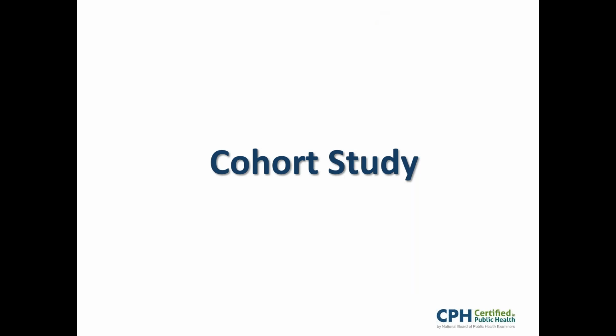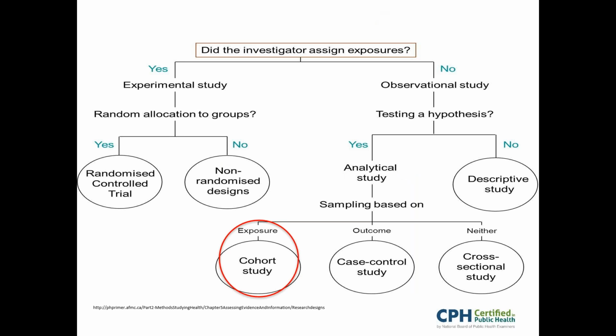Now we're on to our cohort study. So let's look at our chart again. With the cohort study, the investigator is not going to assign exposures, so we're taking the path of no. We are typically going to test a hypothesis with a cohort study. And with the cohort study, we are recruiting our individuals based on whether or not they have our exposure of interest. And typically with a cohort study, we follow people to determine whether or not they develop our condition or disease of interest. Next slide, please.